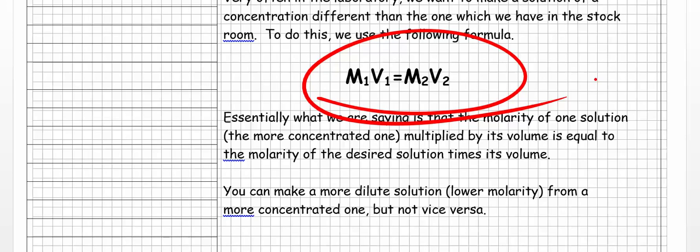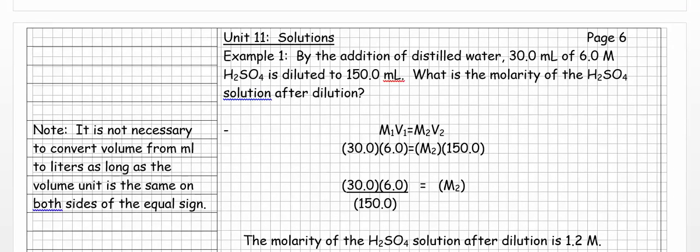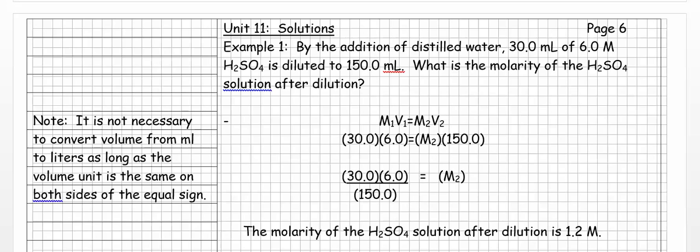So you can make a more dilute solution or have a lower molarity from a more concentrated solution, but you can't go the other way around. Okay, so if I have a concentrated, say, mop water solution, I want to mop the kitchen floor, I can make a more dilute solution by simply adding water, but I can't make a more concentrated solution from a more dilute solution. All right, so M1V1 is equal to M2V2. So what I want to do now is try a specific problem using this formula.